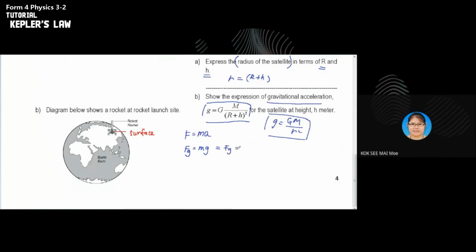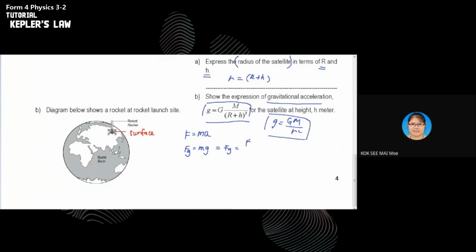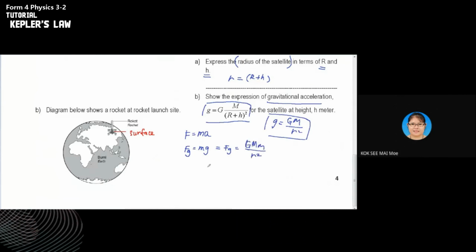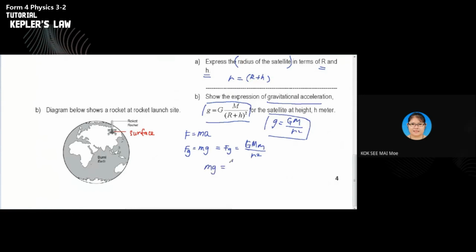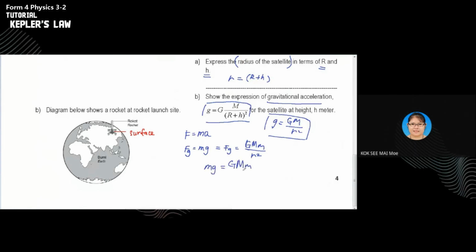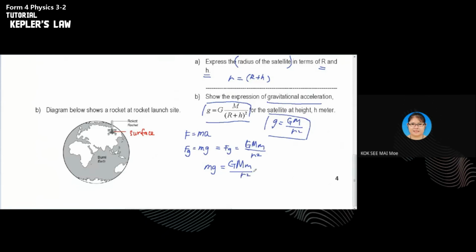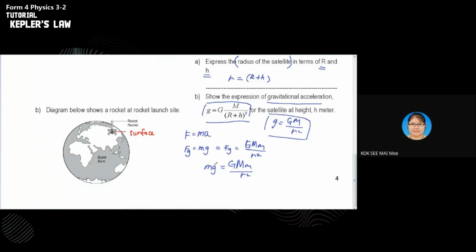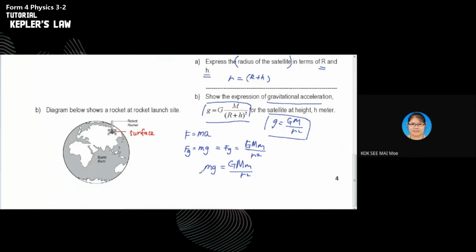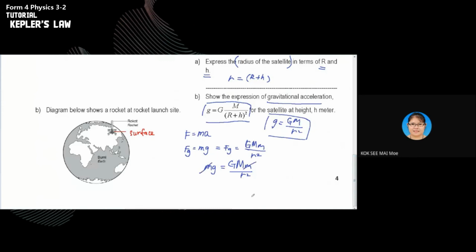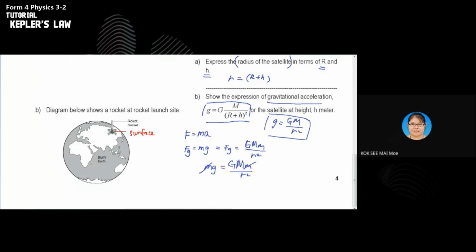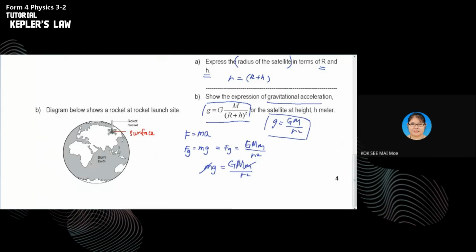Okay, F equal G, capital M, small m, over r squared. So we put together mg equal G, capital M, small m, over r squared. So finally we get the equation for g. So actually, which one is no use here? Actually, it's the mass of the small object. And this one is the mass for the Earth or either the Sun. So normally it's the Earth, because the satellite is surrounding.